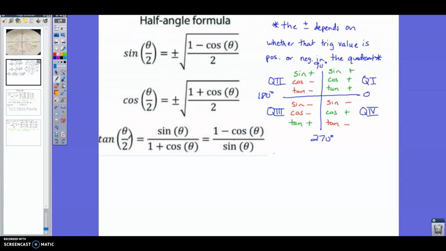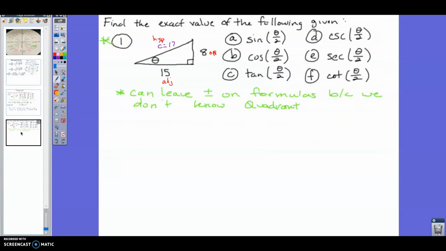And when we look at tangent, it also has the sine involved, so we'll need to know the opposite and hypotenuse side. So that's why we got to find that side. So since we know all the sides, I'm going to find the sine first. So we're going to find the sine of the half angle.